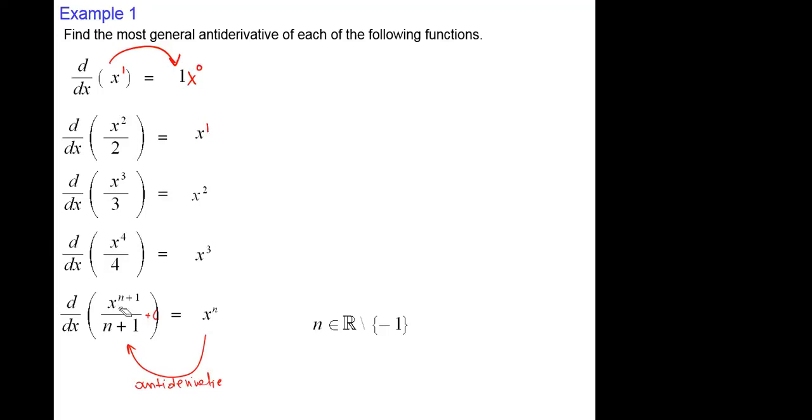Also, please note, this formula works for any number n. We can have any number, not even just the positive integers, because that's the power function, but we can't have -1, because you can see in the denominator, -1 plus 1 will give me 0. I can't divide by 0. So any number, but not -1. If I ask you to anti-differentiate x to the -1, we don't know. We have to wait for Math 141. Then I will tell you the secret.